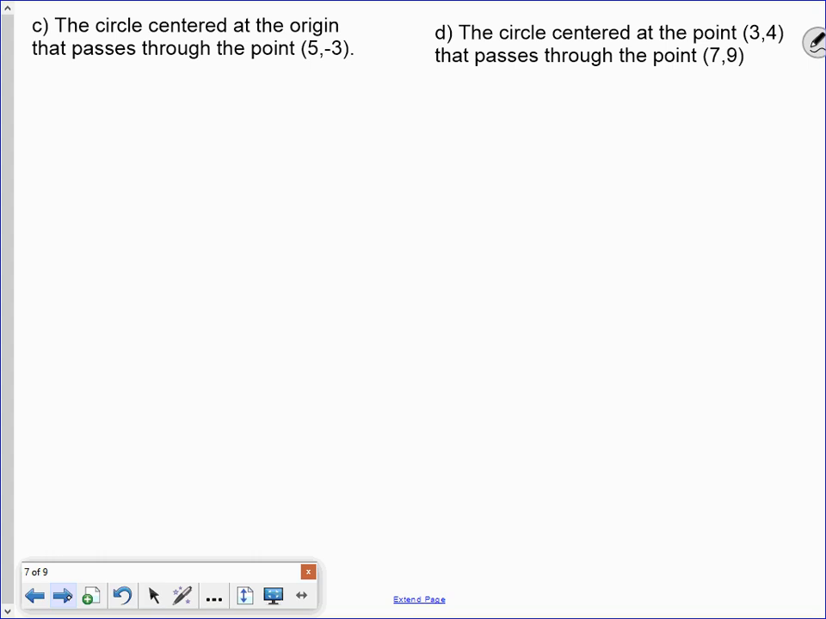A little bit trickier. The circle is centered at the origin and passes through the point (5, negative 3). Okay, well, if our circle is at the origin, the origin, of course, is just (0, 0). So our equation is going to have the general form x squared plus y squared equals r squared. When they give us this point, they're giving us values of x and y that must satisfy the equation.